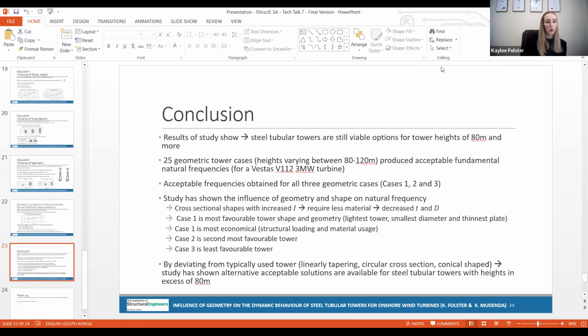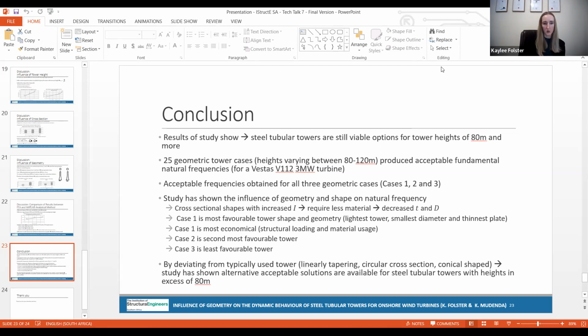And then just to conclude, you can see from the study, the results have shown that there are still many other alternatives and there are still options for steel tubular towers for heights of 80 meters and greater. We were able to obtain 25 geometric tower cases for that same height regime, and that corresponded specifically to that Vestas turbine that I mentioned earlier. And it should also be noted that we were able to obtain acceptable frequencies for all of the 3 different geometric cases. So there are numerous different options which can still be looked at.